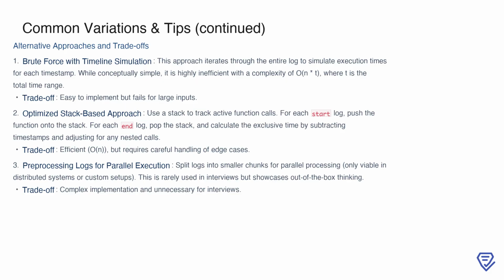The optimized stack-based approach, on the other hand, is much more efficient. Here, a stack is used to track active function calls. For each start log, the function is pushed onto the stack, and for each end log, the function is popped, allowing you to calculate exclusive time while adjusting for nested calls. This approach runs in O(n) and is the preferred solution, but it requires careful handling of edge cases to get right.